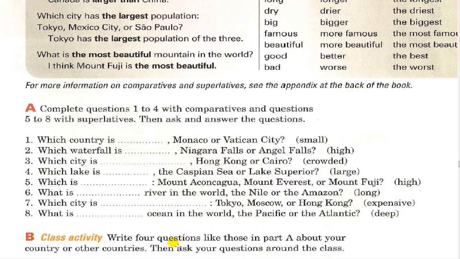Which country has the biggest number of population? Egypt or Saudi Arabia? Egypt. Egypt has the biggest number of population. In the Arab world, Egypt has the biggest population. Egypt is the country number 1.